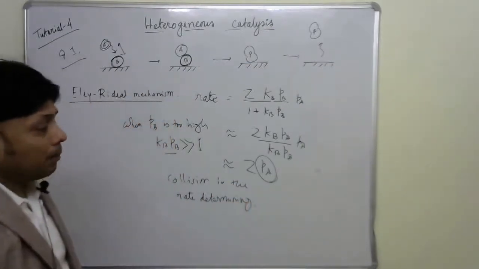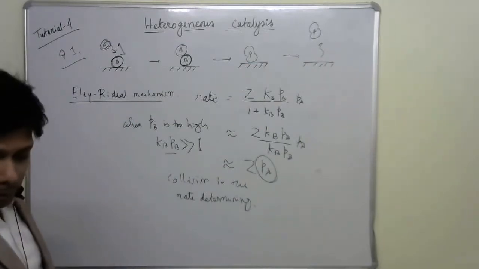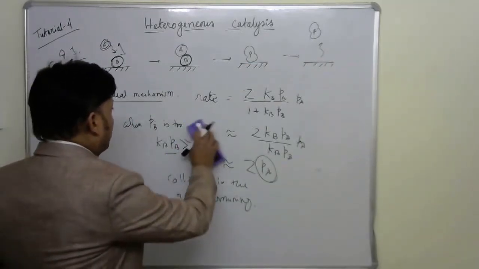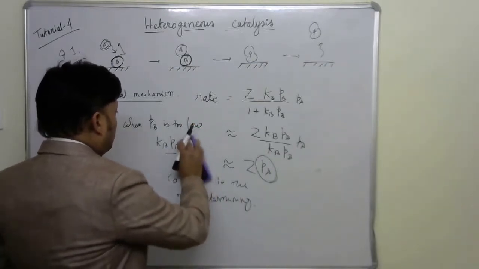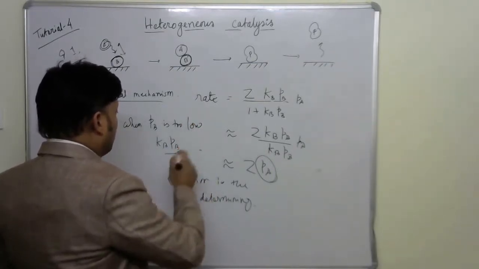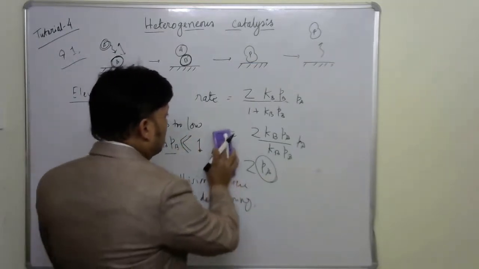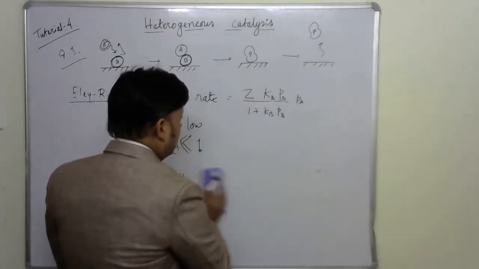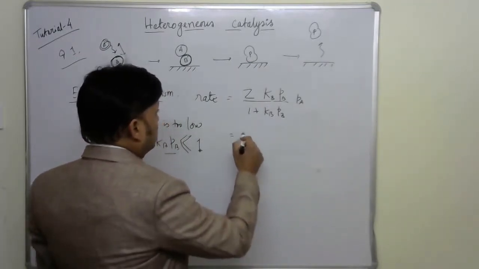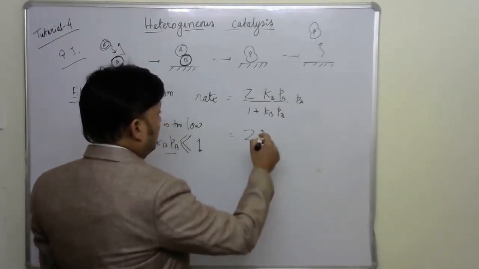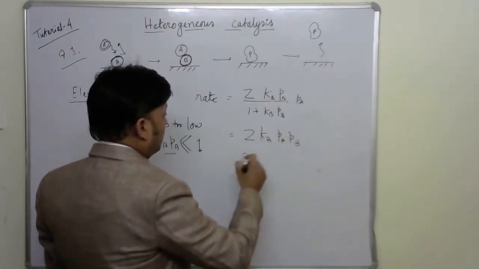So now we come to the second part of the question. The second part says: when Pb is too low, what would happen? When Pb is too low, the reverse would happen. We can neglect Kb Pb with respect to 1. All right. So the above equation would transform into rate equal to Z Kb Pa multiplied by Pb.